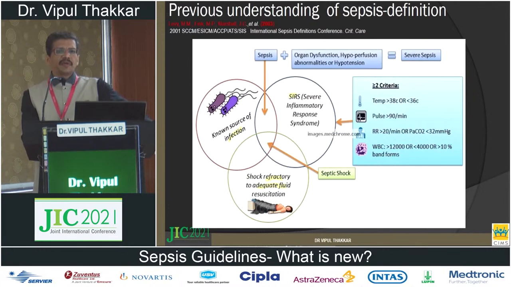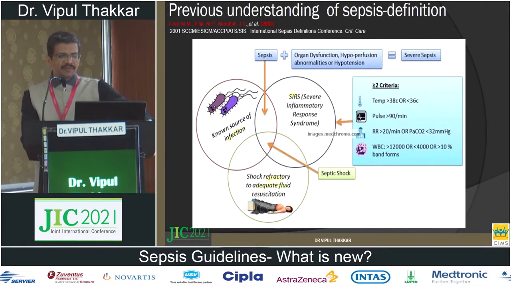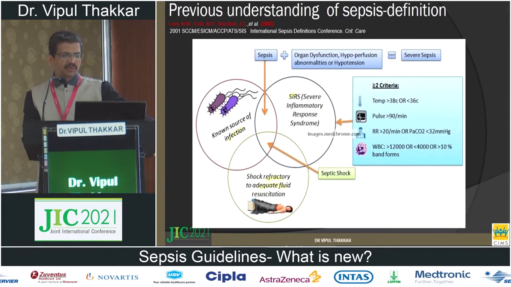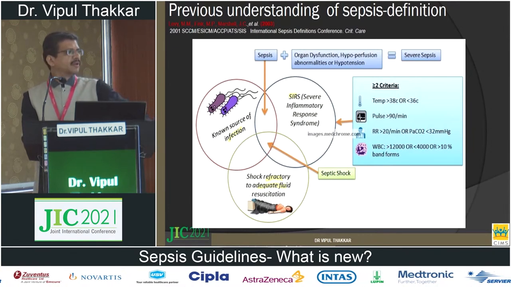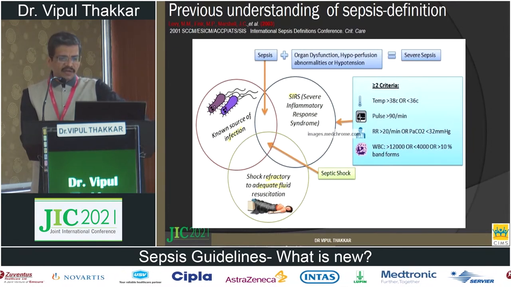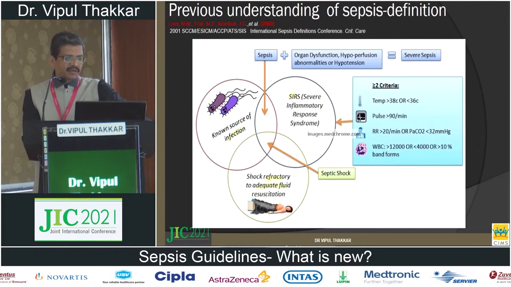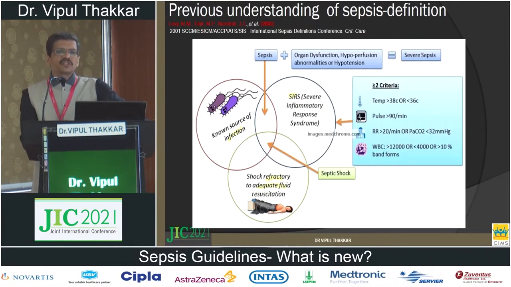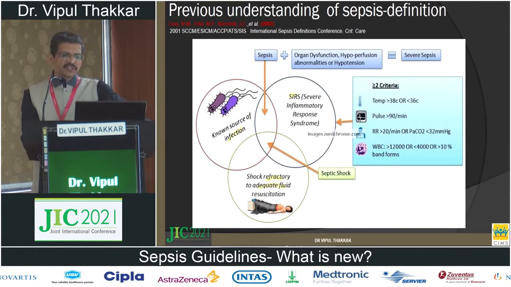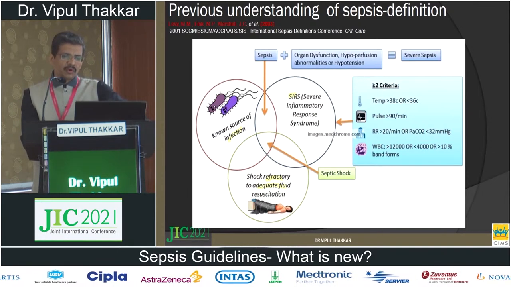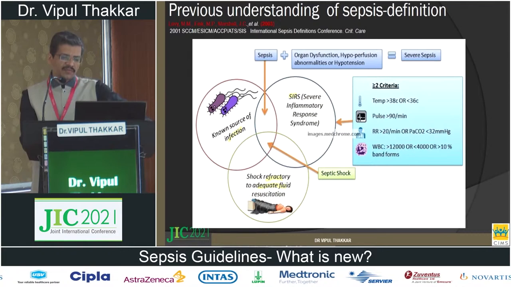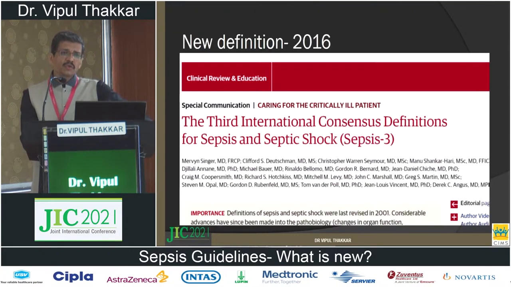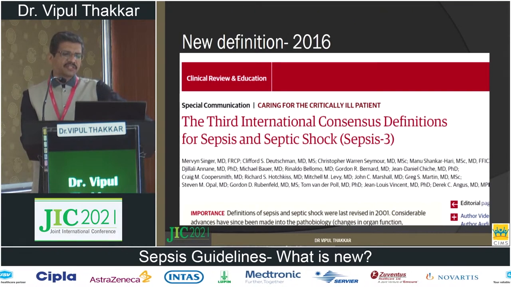So what was our previous understanding about the sepsis definition? It was very much objective: some source of infection, and two of the four SIRS criteria, which you can see on the right side of the slide. And what is septic shock? Septic shock was a shock refractory to fluid resuscitation. Don't try to remember this, it is just for differentiation. So what came new in 2016?